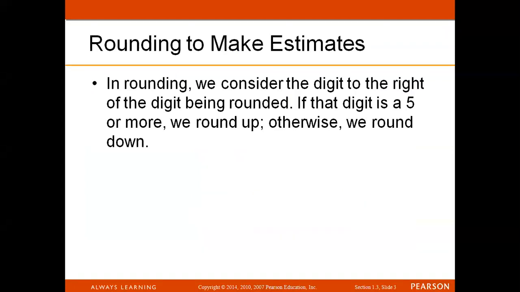Rounding to make estimates. In rounding, we consider the digit to the right of the digit being rounded. If that digit is a 5 or more, we round up. Otherwise, we round down.